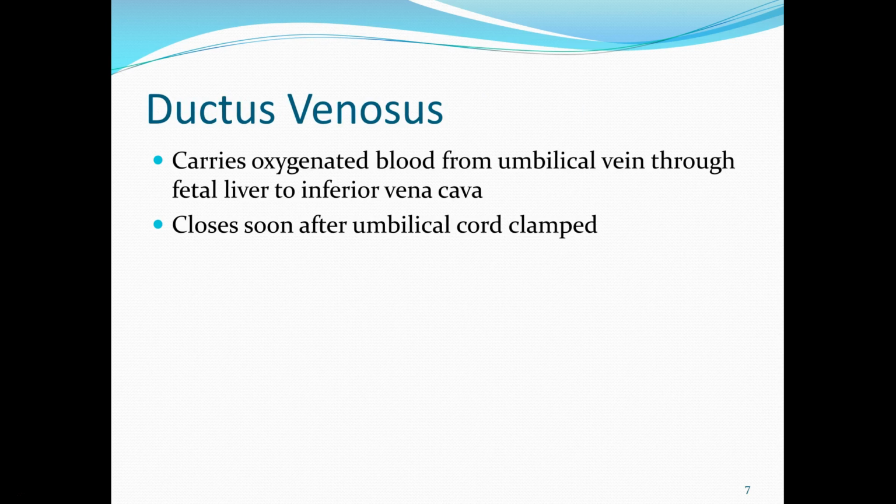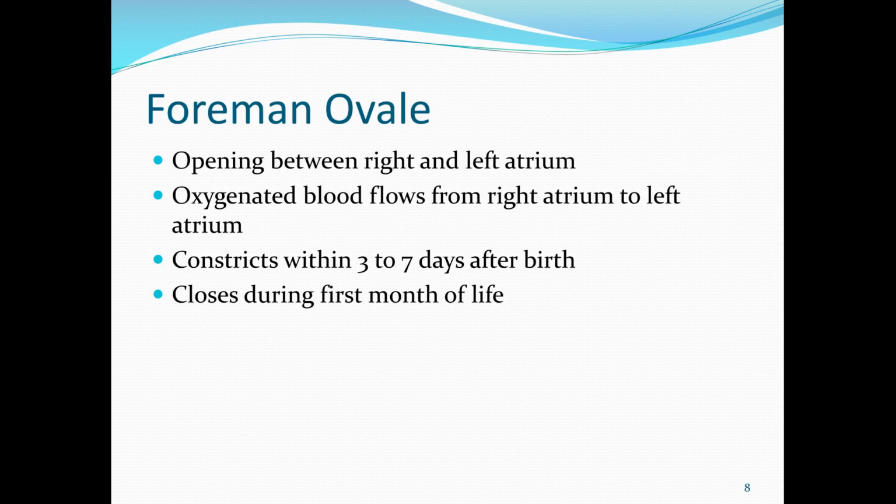The ductus venosus carries oxygenated blood from the umbilical vein through the fetal liver to the inferior vena cava, and it closes soon after that umbilical cord is clamped, so soon after that baby's born. The foramen ovale is an opening between the right and the left atrium, and oxygenated blood flows from the right atrium to the left atrium. It usually constricts within 3 to 7 days after birth and then closes during the first month of life.